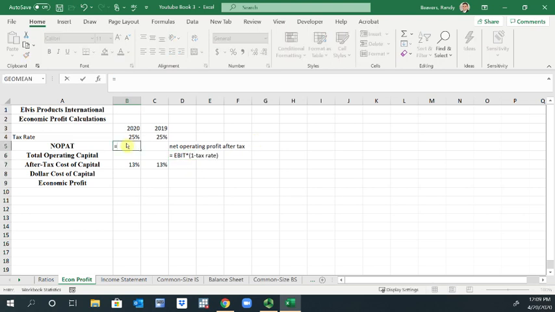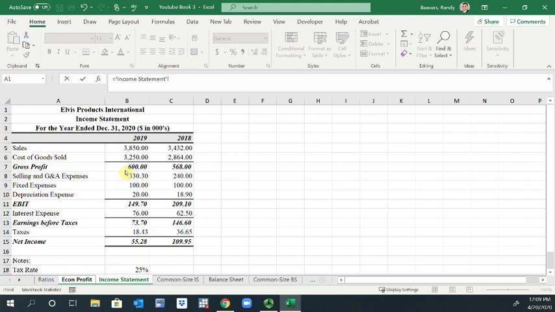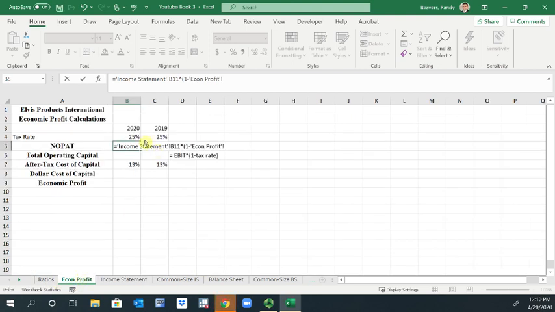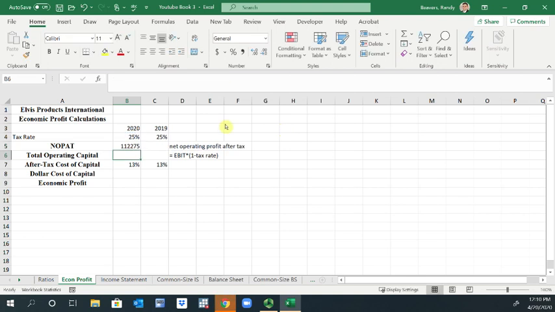So for this, let's go to the income statement. EBIT multiplied by 1 minus, and then we can reference the tax rate here. Let's just go back and do that in our econ profit model. And we'll drag that across. All right.